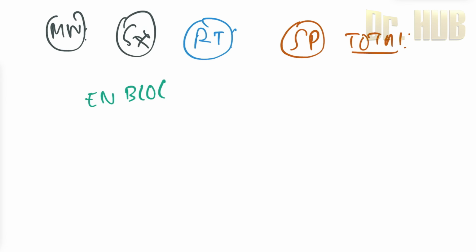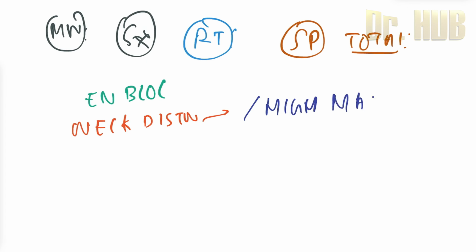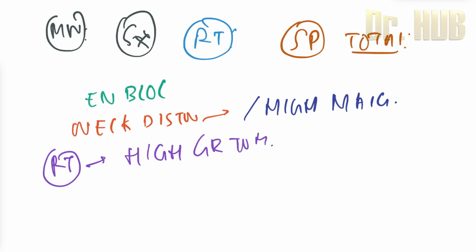Next is neck dissection. Neck dissection is performed in cases of clinically palpable nodes or high-grade malignancies. Radiotherapy is indicated in case of a high-grade tumor, a large primary tumor, perineural invasion, bony invasion, positive margins, and cervical lymph node metastasis.